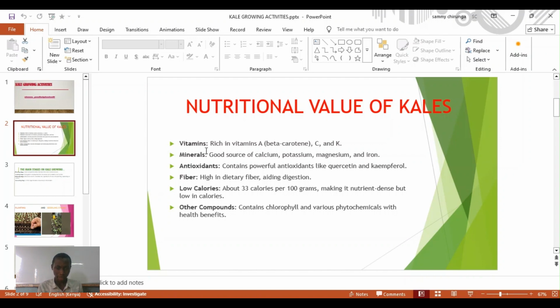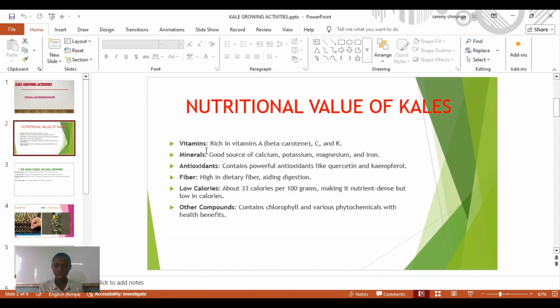iron. Under the nutritional value of the kales, we also have the antioxidants. It contains powerful antioxidants like quercetin and kaempferol. Then the other one, we have the fiber, and it is high in dietary fiber, which helps the digestion system. Then we have low calories. It's about 33 calories per 100 grams, making it nutrient dense but low in calories.